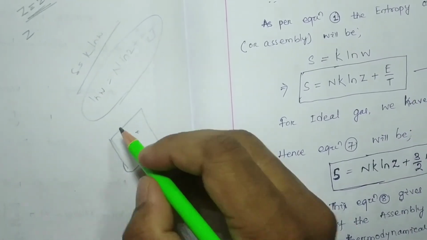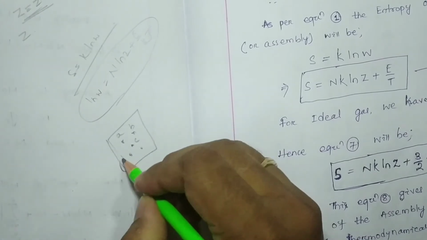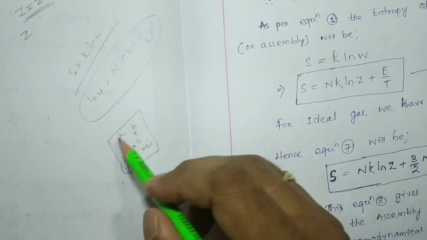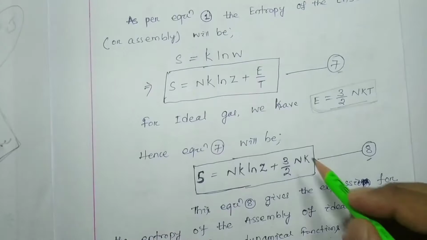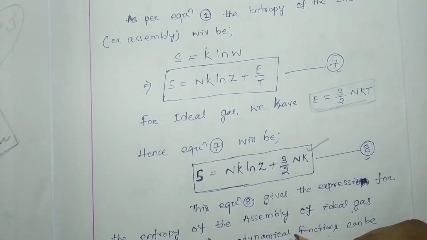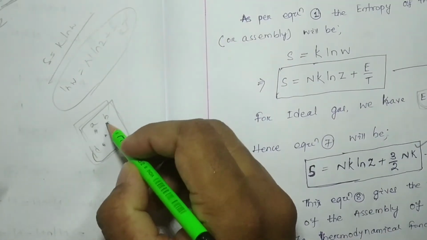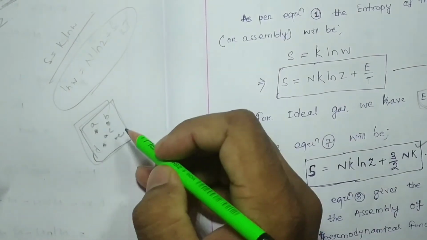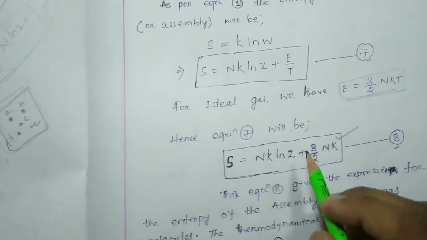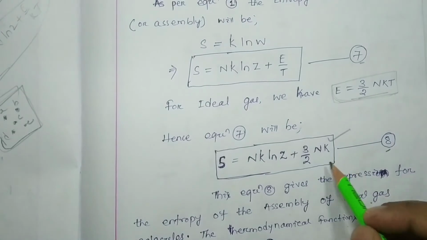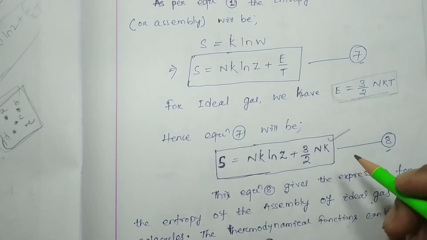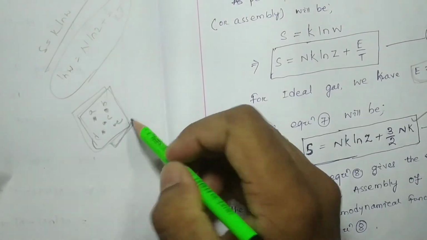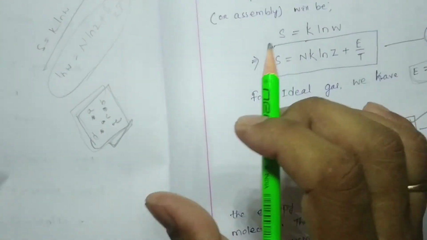If they are distinguished, that means A, B, C, D, E are distinguishable, then the expression of the entropy of the gas holds good. But if they are not distinguished, fully identical, not distinguishable, then this expression could not be acceptable. It is going to be modified somewhat. That means this holds good only for distinguishable particles, that means for only Maxwell-Boltzmann distribution.